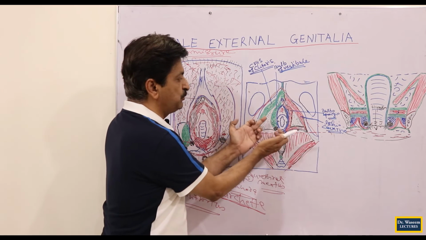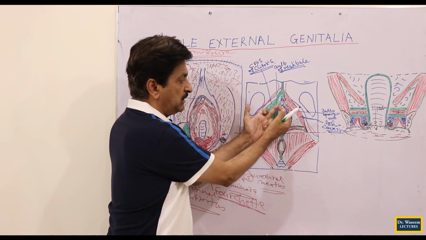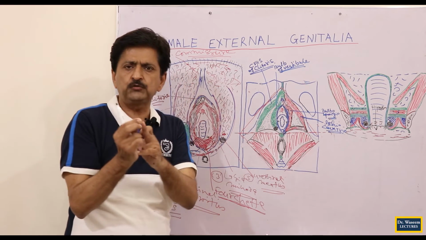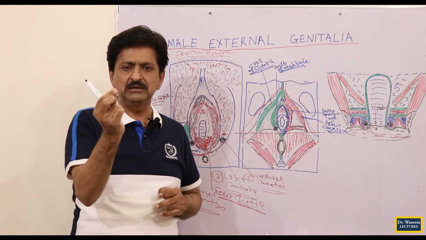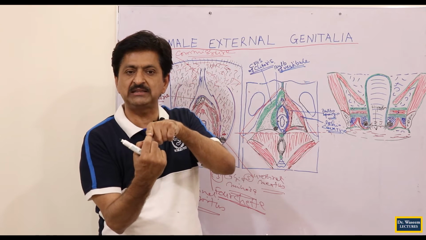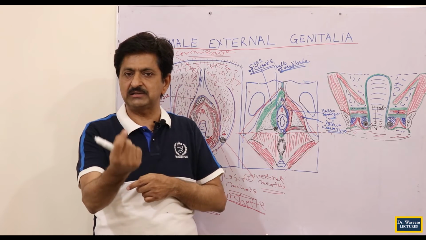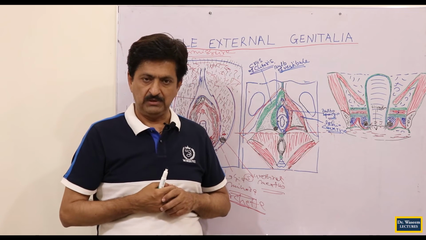And this bulb of the vestibule will come anteriorly. Posteriorly it is separate, but anteriorly you know that it comes and will fuse to form a small nodular structure that will join ventrally. It will actually join the corpora cavernosa. You call it the glans. This is called the glans of the clitoris.